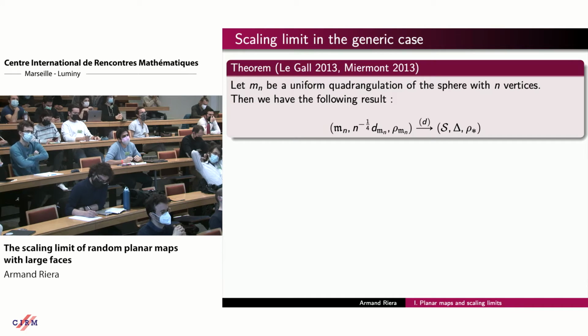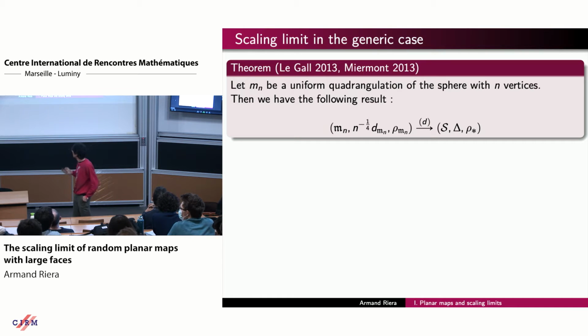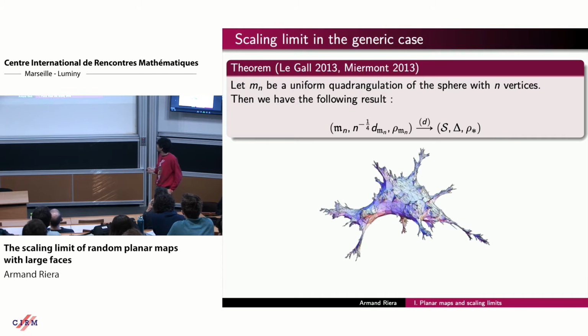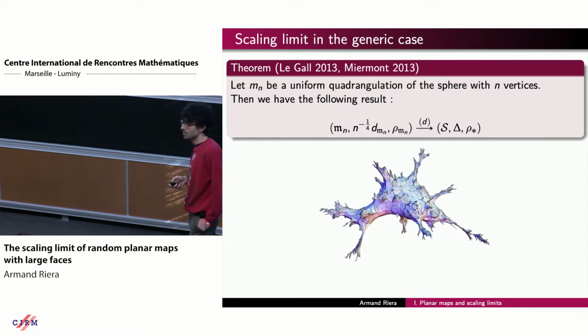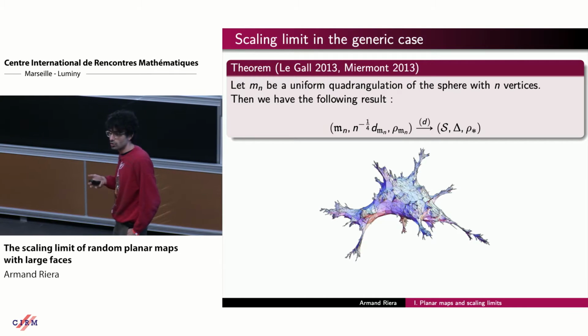The first result in that direction was obtained by Le Gall and Miermont in an independent way. They show that if you take a uniform quadrangulation with n vertices, then if you rescale the distances by n to the 1/3, you converge to some continuous random metric space called the Brownian sphere. And here you have a simulation. Just to explain the notation, S is the set of points of the Brownian sphere, delta is the distance on the Brownian sphere, and rho star is a root.